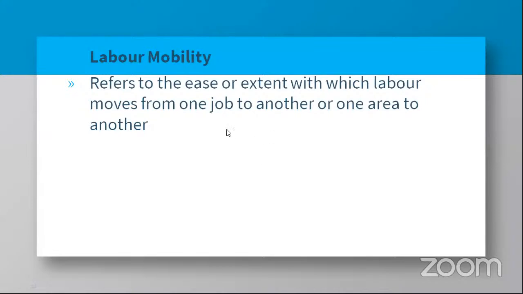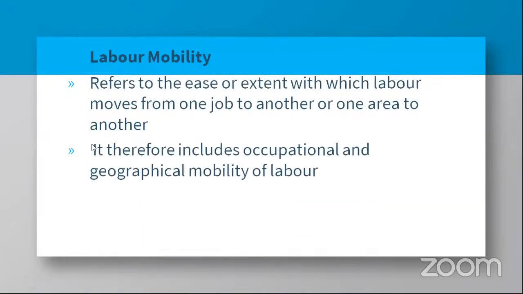Okay, so I think you can see, this is what we've been looking at. I've been telling you that the moment you say it is the ease with which labor moves from one area to another, then you've actually defined one type of mobility, and that is geographical mobility. That is why we look at one area to another or one job to the other. And there we have covered the two movements: occupational mobility and geographical mobility. Okay, so I believe that one is clear. Let us look at this other information here. It therefore includes occupational and geographical mobility of labor.